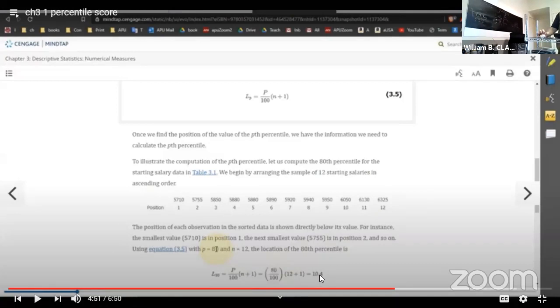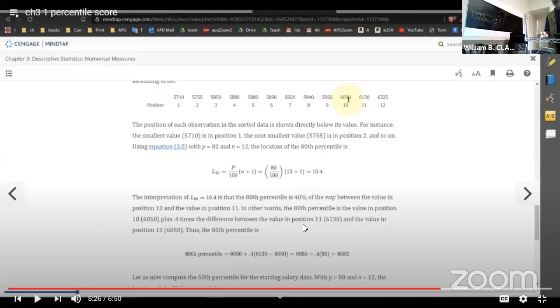That gives us 10.4. So we want to find the 80th percentile score. And this tells me that it's somewhere around 6050 or 6130, somewhere in there is the 80th percentile score. And that came from this calculation that we just did. So it's 10.4. What they actually want us to do is go 40% between the 10th and the 11th. The distance between the 10th and the 11th is, what is that? 80, because this is 6050 and this is 6130. So there's 80 points spread there. We want to go 40% of that. 40% of that is 6082. So that would be called the 80th percentile score.